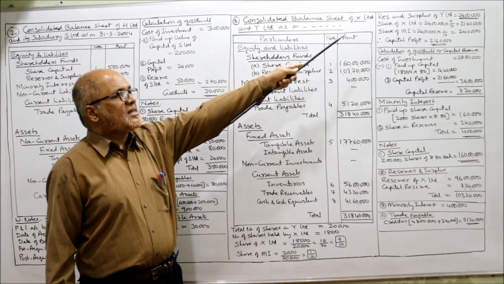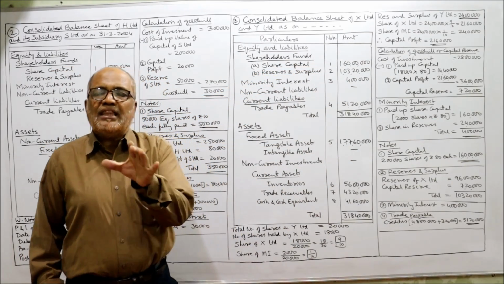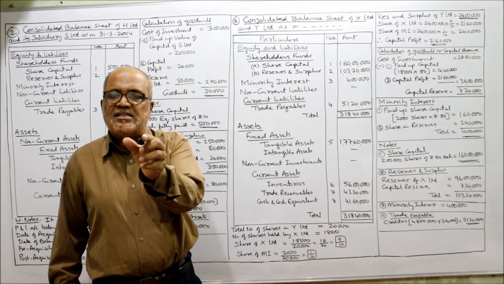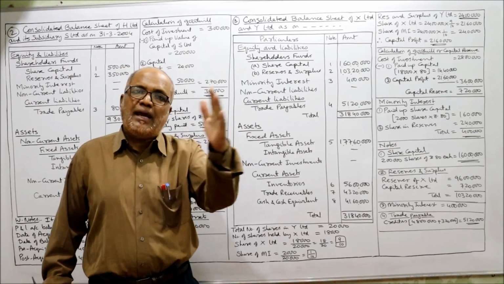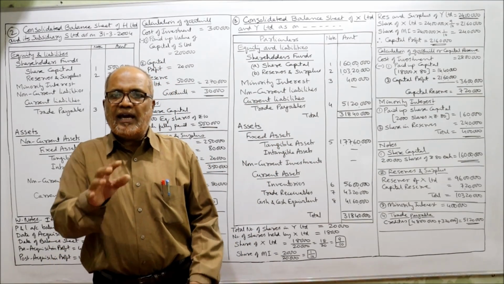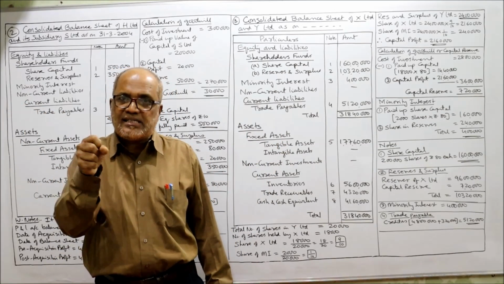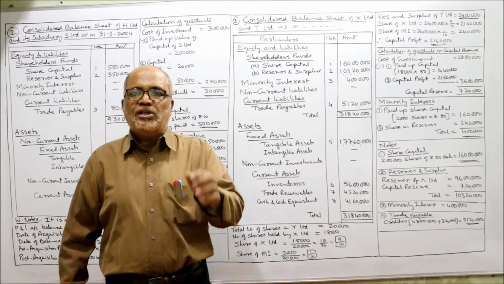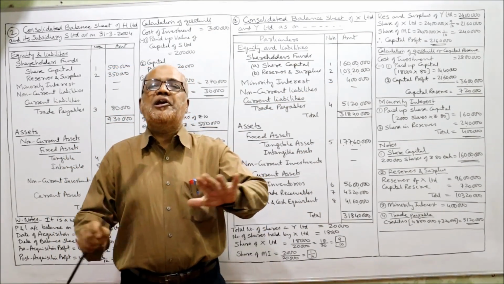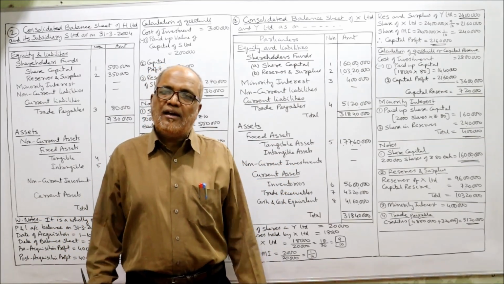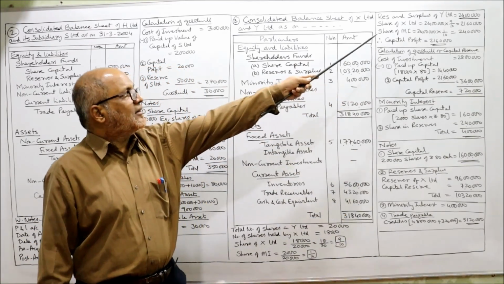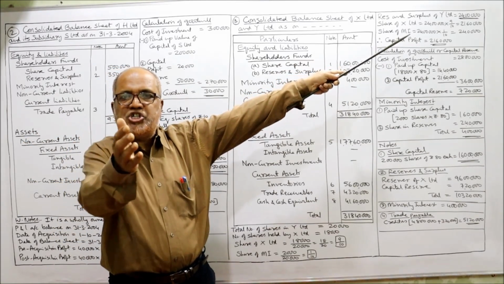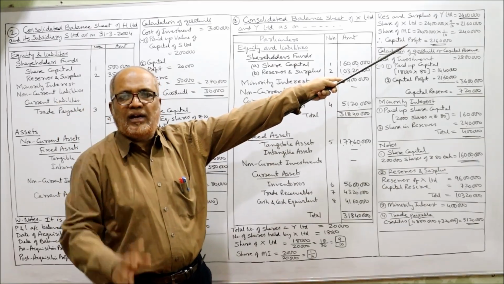Now, reserves and surplus of Y Limited. If nothing is given in the problem, we assume that these reserves and surplus are pre-acquisition reserve. That means X Limited, before buying Y Limited, Y Limited had 24 lakh rupees in reserves. So this 24 lakh rupees is completely capital profit. It's a capital profit. Now we divide. This 24 lakh rupees of Y Limited will be divided between the share of X and minority interest.